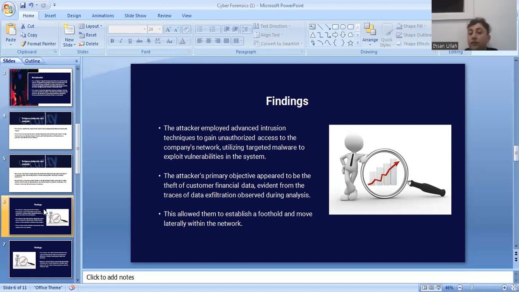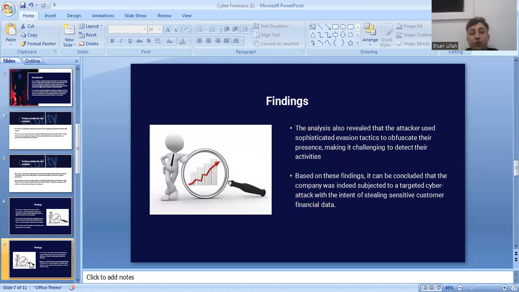This allowed them to establish a foothold and move laterally within the network. Further findings showed that the attacker used sophisticated evasion tactics to obfuscate their presence, making it challenging to detect their activities. Now, based on these findings, what is the conclusion? It is concluded that the company was indeed subjected to a targeted cyber attack with the intent of stealing sensitive customer financial data.